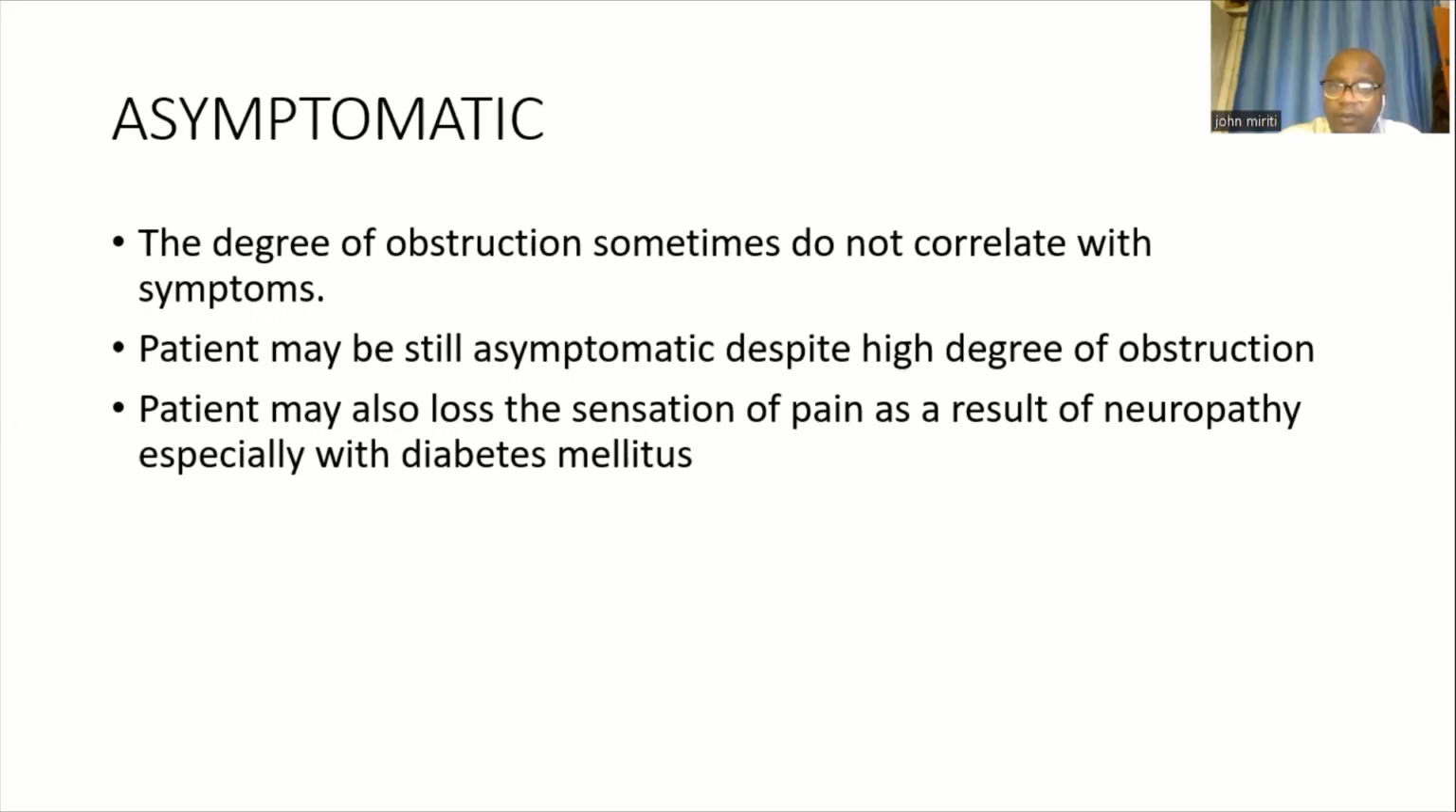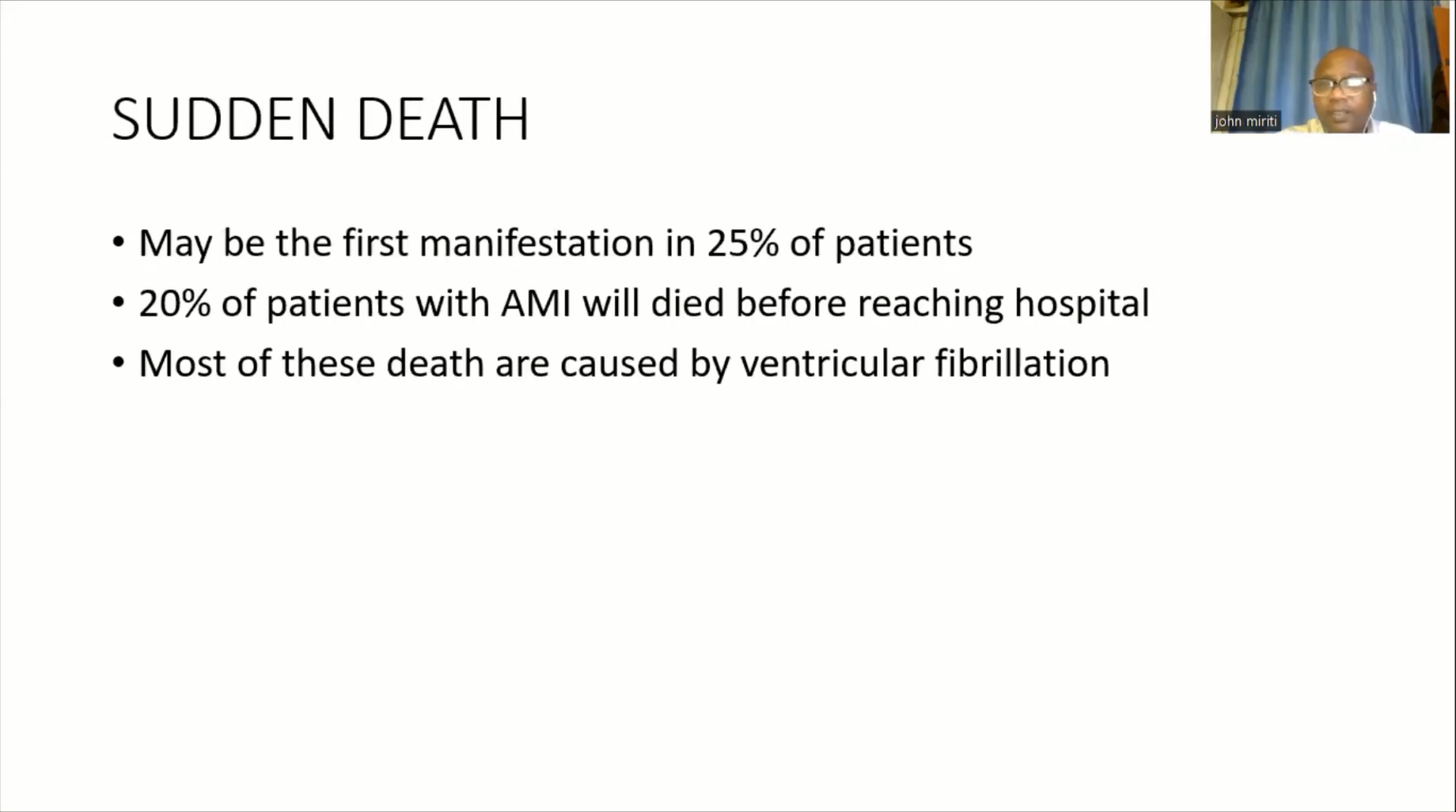So a patient may also lose their sensation of pain as a result of neuropathy, especially in diabetes mellitus, depending on what part of the body this blood vessel is affected. And these neuropathies always affect the extremities of the body, like the lower limbs. So sometimes the patient manifests with sudden death, and this first manifests in 25% of the patients, and 20% of the patients with acute myocardial infarction will die before reaching the hospital.